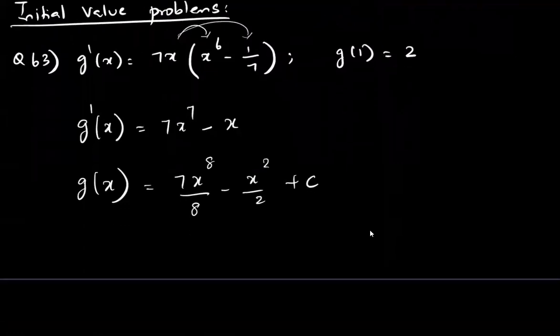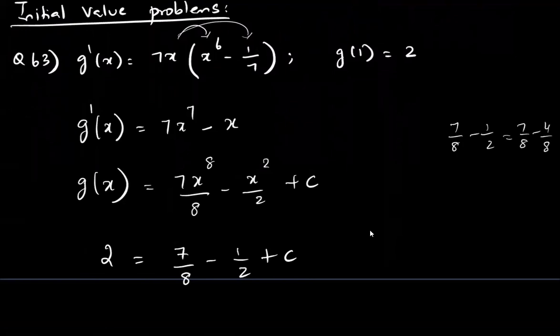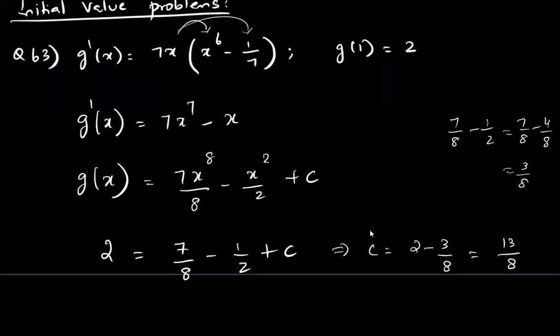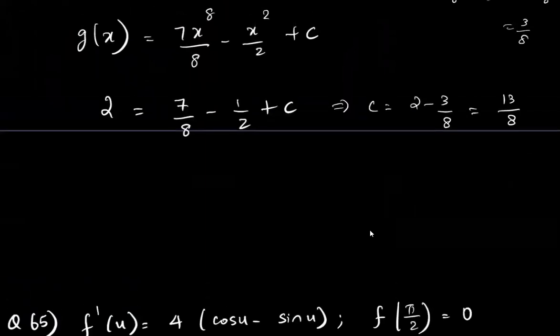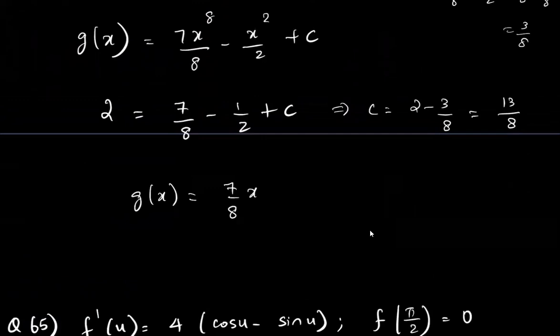Then I put this point 1 comma 2. So that means 2 is equal to 7 eighths minus 1 half plus c. So 7 eighths minus 1 half is nothing but 7 eighths minus 4 eighths, which is 3 eighths. So c will be 2 minus 3 eighths, which is 16 minus 3 is 13 eighths. So which means my g of x is going to be written as 7 eighths x to the power of 8 minus x squared over 2 plus 13 over 8.